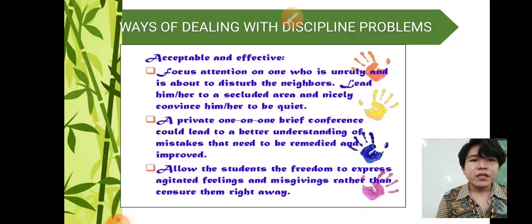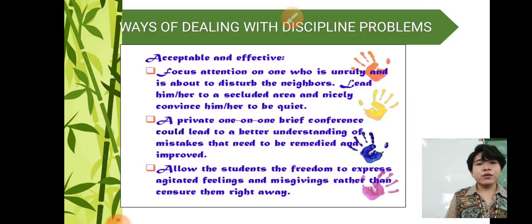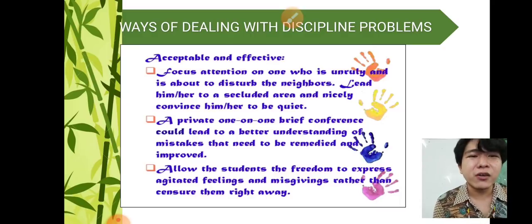Next. Focus attention on one who is unruly and is about to disturb the neighbors. Lead him or her to secluded area and nicely convince him or her to be quiet. So, therefore, dalhin mo siya sa calm spaces. So, therefore, sometimes, we tend to give our warning as a group sa itong mga estudyante. But if siya ragyod ang banha sa klase, therefore, you need to remove him out from the class.